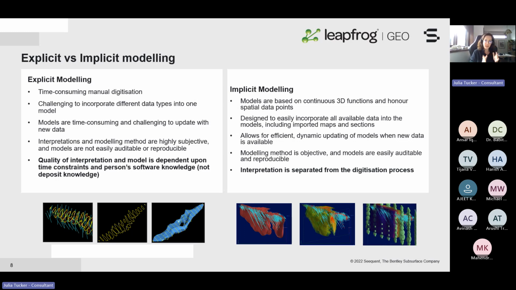And what we are trying to get here with Leapfrog is the most information that we can get with our data. And for that, we must be able to use different sources and different methods. So what that means? That means that we must be able to use different variables and to also do some implications on the interpretation of that. So the interpretation on the implicit modeling, that is the one that Leapfrog uses, is totally separated from the digitalization process.